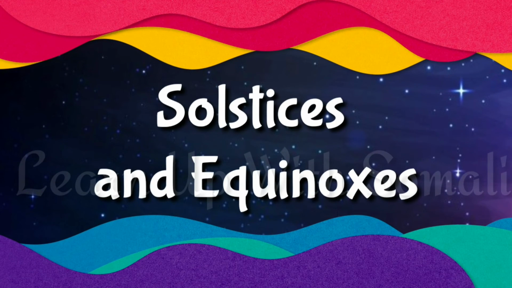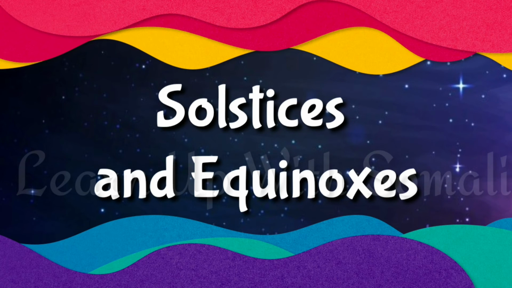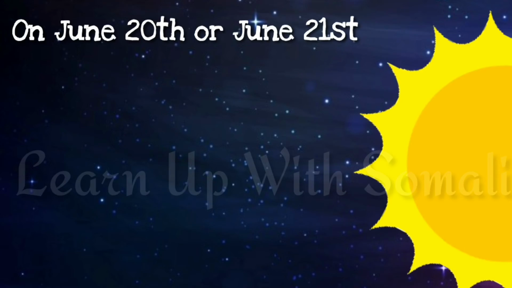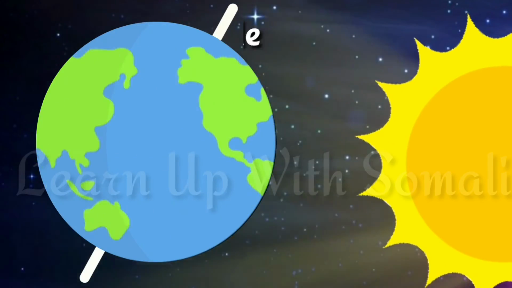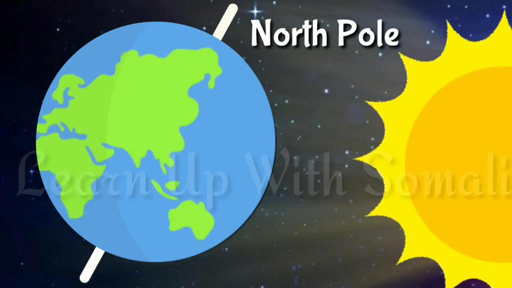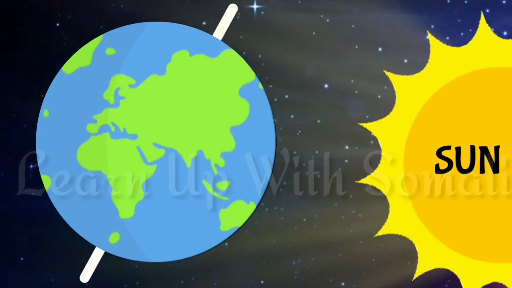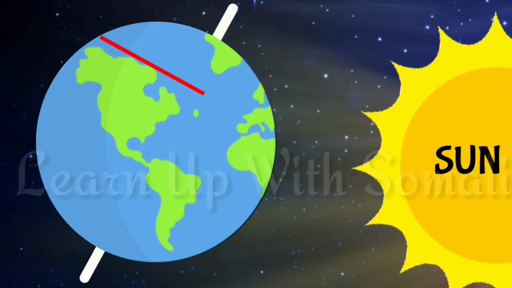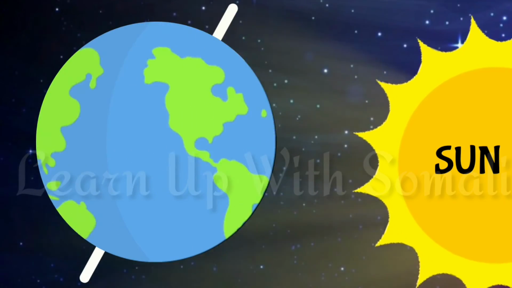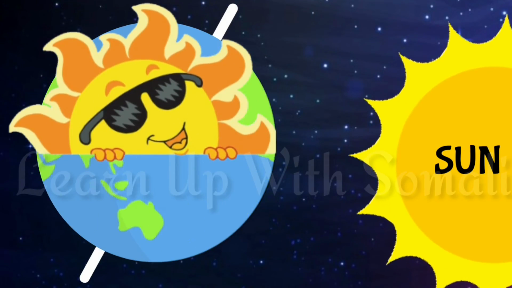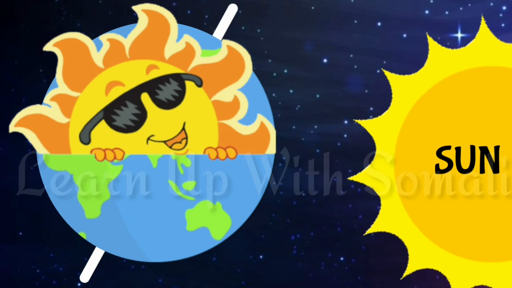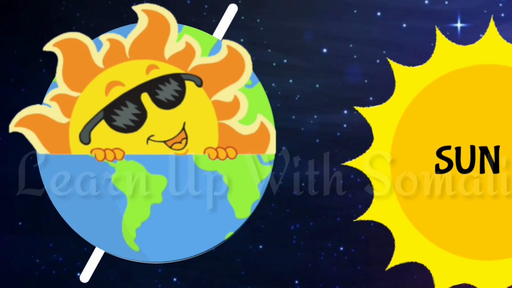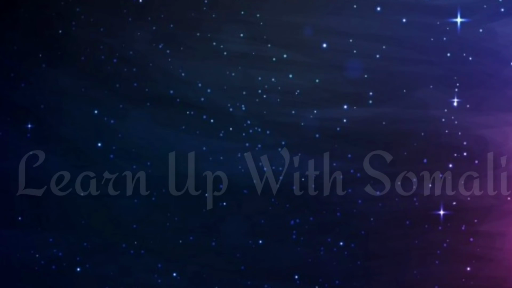Let's know more about solstices and equinoxes. Summer solstice on June 20th or June 21st, when the North Pole is tilted towards the sun and the sun shines directly over the Tropic of Cancer, all places in the northern hemisphere experience summer. At this time, the southern hemisphere experiences the winter season.